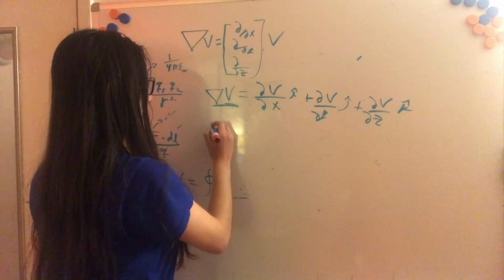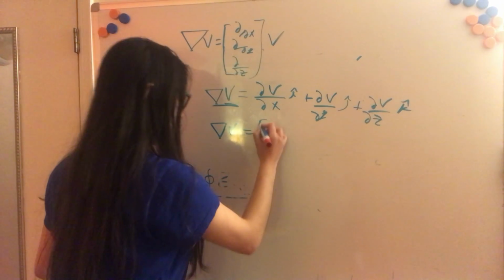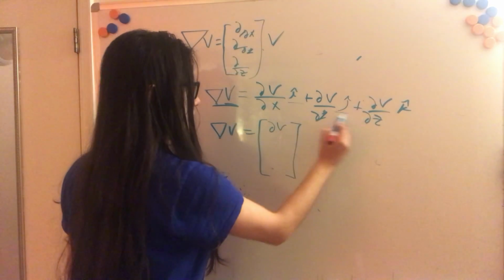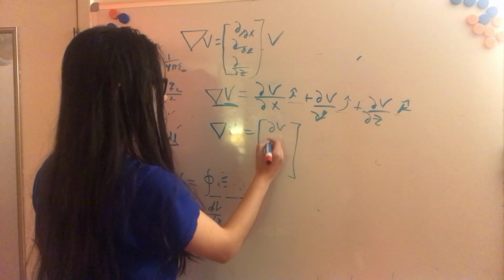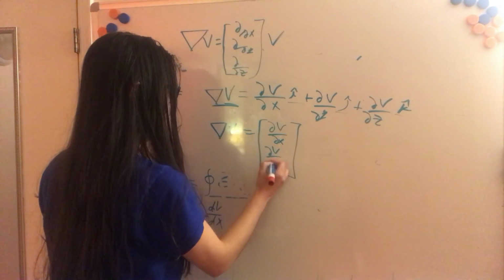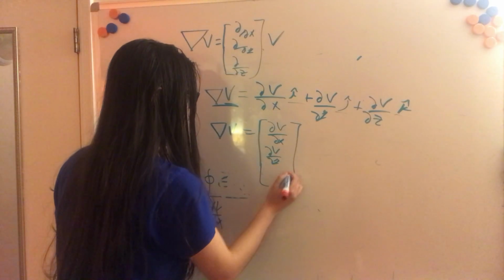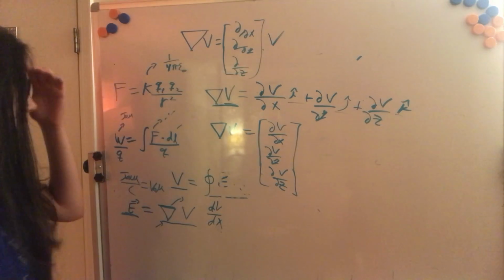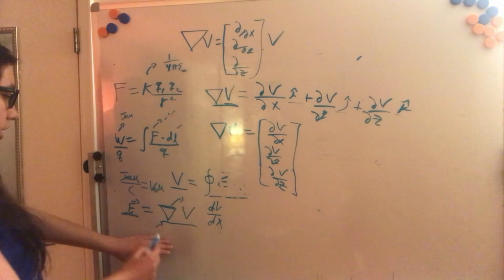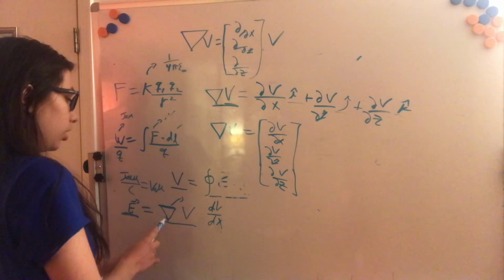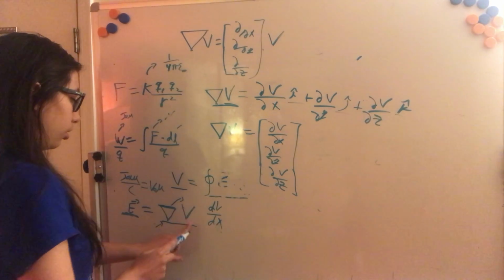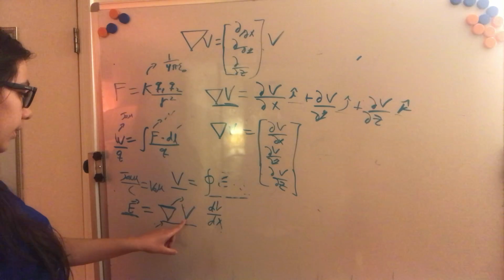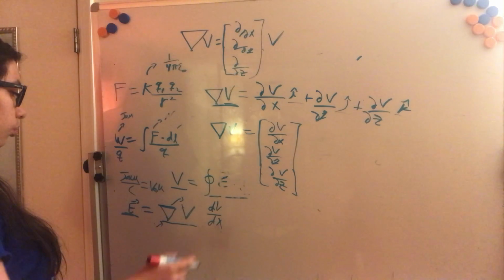You can write it as this or as a vector. You can write it as this, putting i, j and k, or in this vertical form, that would be partial dV in x, partial dV in y, and partial dV in z. Alright, so we have here that the electric field will be equal to the gradient of the voltage. So now we need to take the derivative of the voltage with respect to the distance.